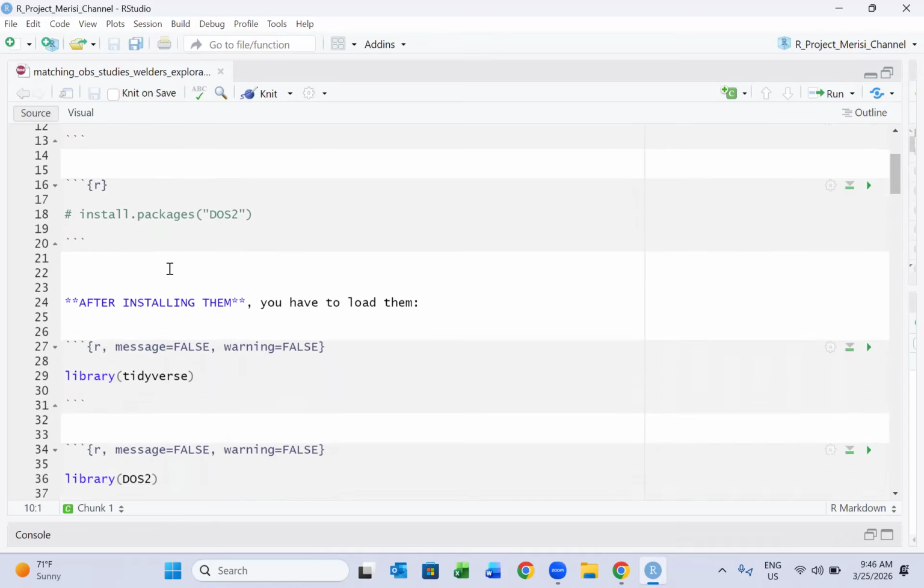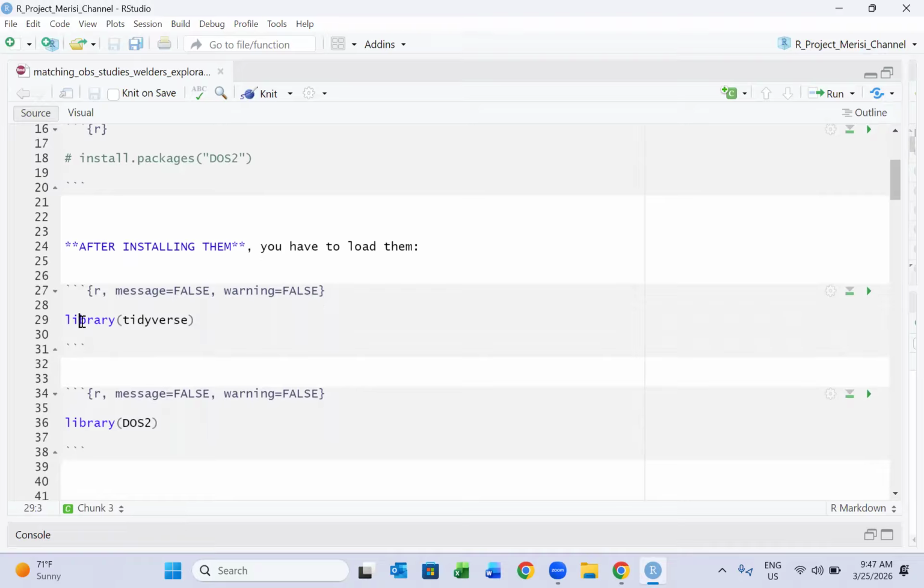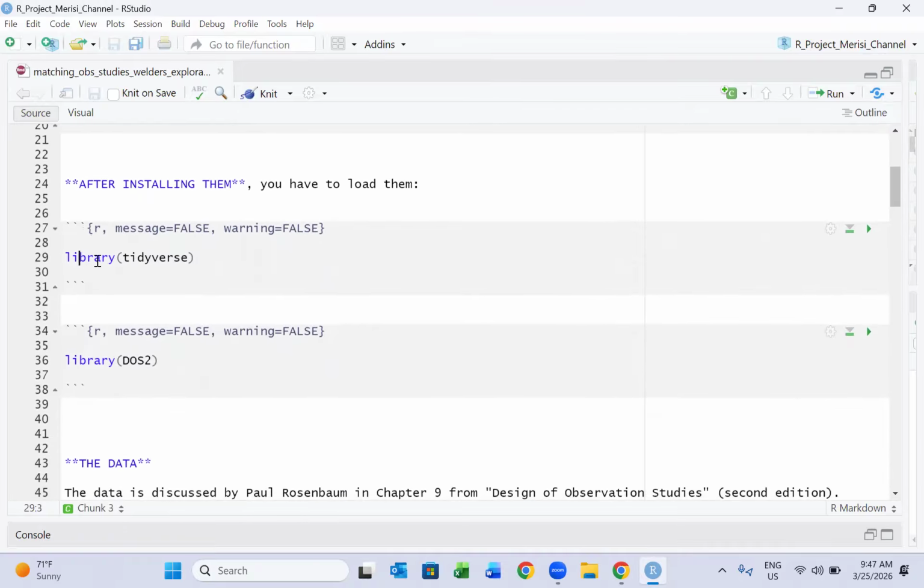After you install them, you need to load them by using the library function and the name of the package, okay? So first, let's go ahead and load the tidyverse from the code cell, load it, and then now let's go ahead and load the DOS2 package, okay? And load it, all right?